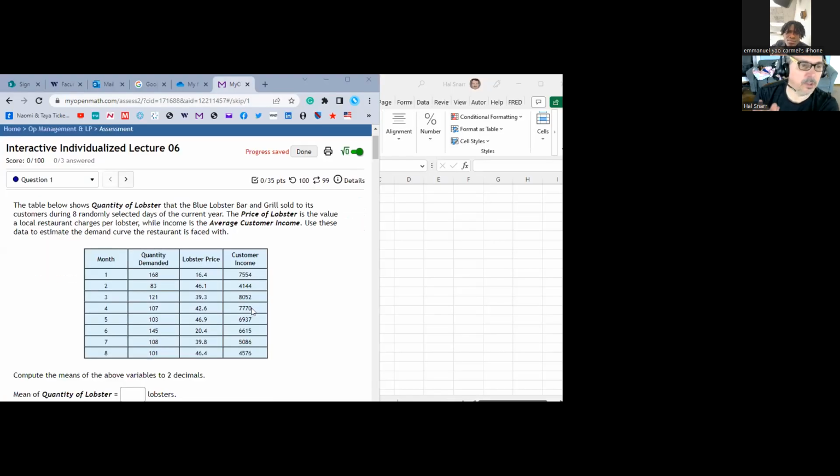Okay, in this problem, we have a table that shows the quantity of lobster that is sold or demanded by customers during 8 randomly selected days of the current year. You have the price of the lobster. That's how much it charges per lobster on a given day. So some days the lobster price is low, some days the lobster price is high.